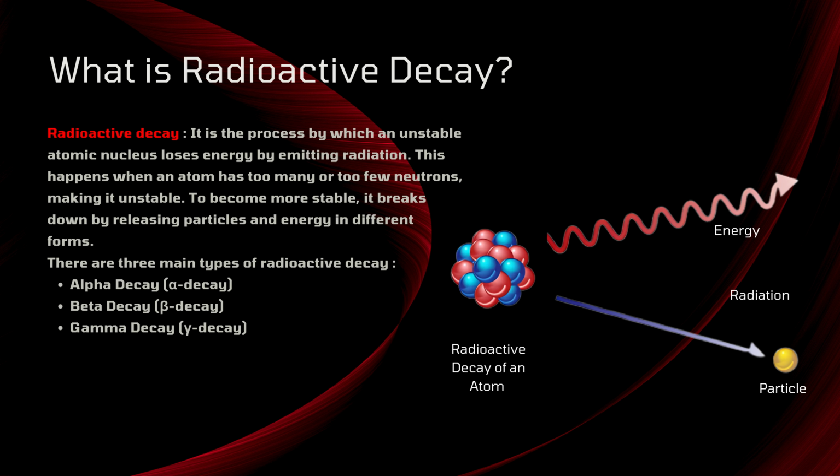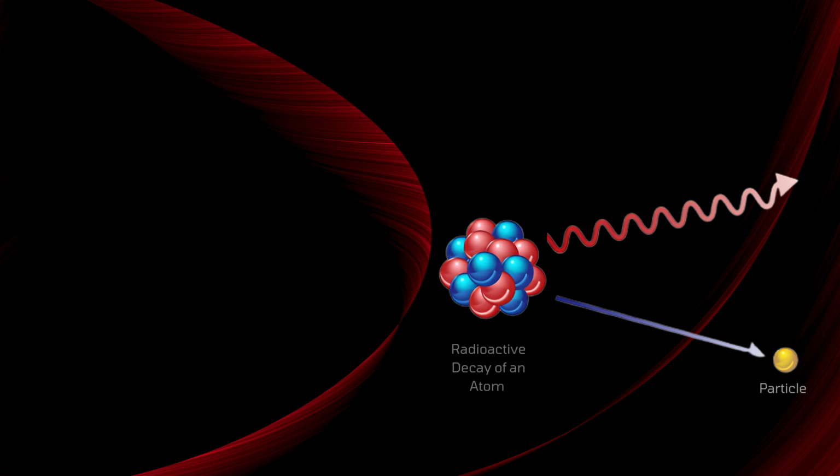What is radioactive decay? Radioactive decay is the process by which an unstable atomic nucleus loses energy by emitting radiation. This happens when an atom has too many or too few neutrons, making it unstable. To become more stable, it breaks down by releasing particles and energy in different forms. There are 3 main types of radioactive decay: alpha decay, beta decay, and gamma decay.